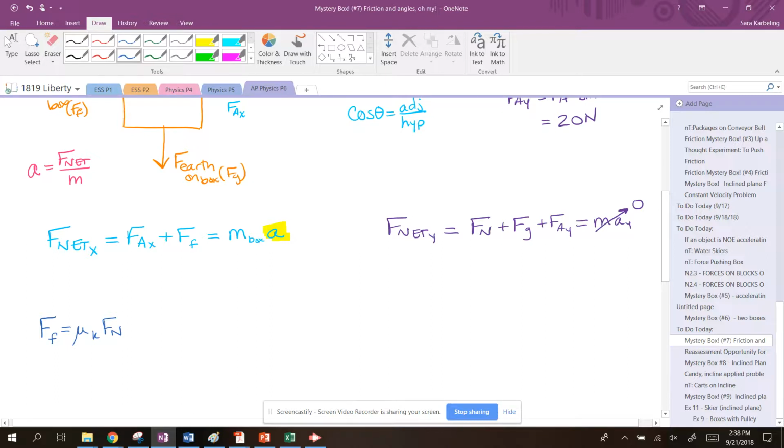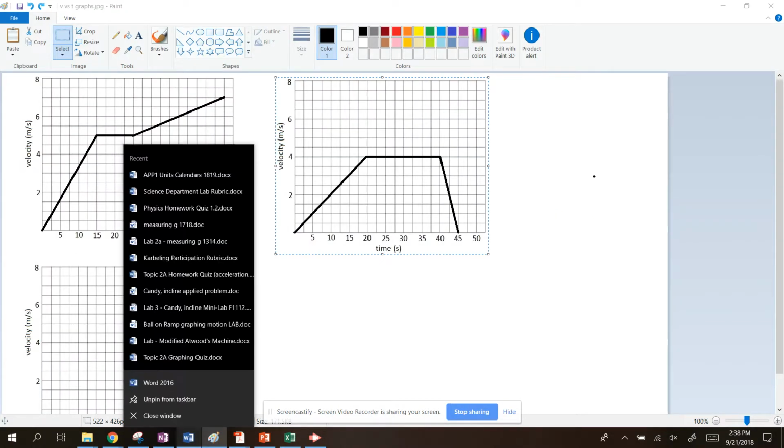So, just kind of thinking through our process here, we know the mass, we know the applied force, but we need to know everything in order to find acceleration, right? We don't know this one, so we need to go down here. Do we know the coefficient of friction? Yes, we do. We know that.